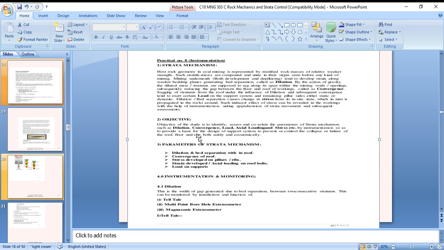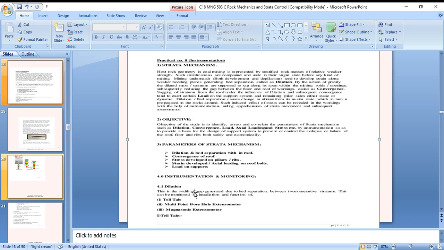The object of this study is to identify and correlate the parameters of strata mechanics, such as dilations and convergence, load, axial load, strain, stress, etc., by instrumentation, so as to provide the base for the design of the support system to prevent or control the collapse or failure of roof and rib both safely and economically.